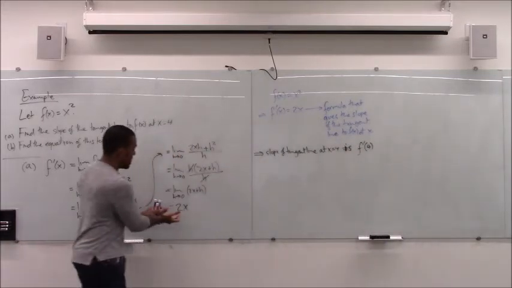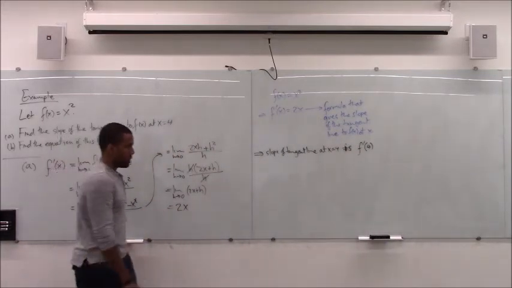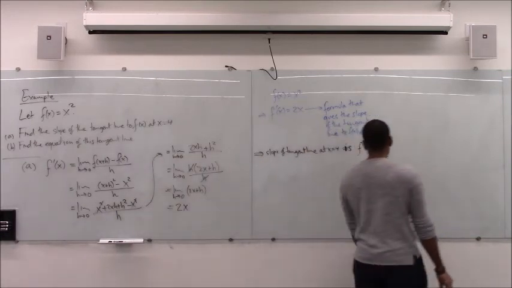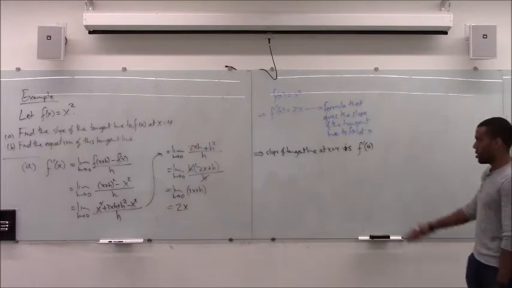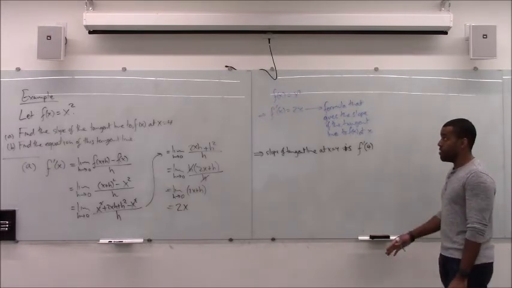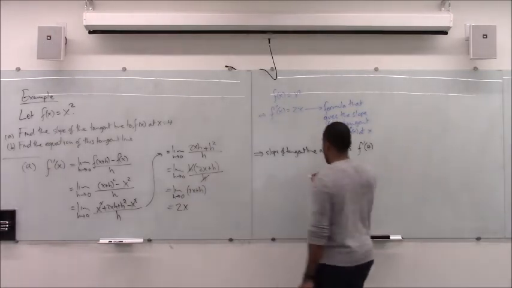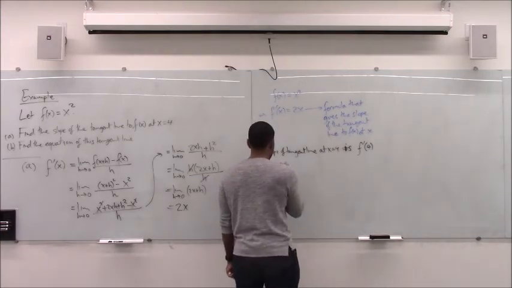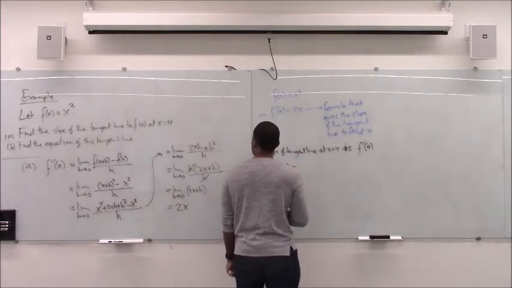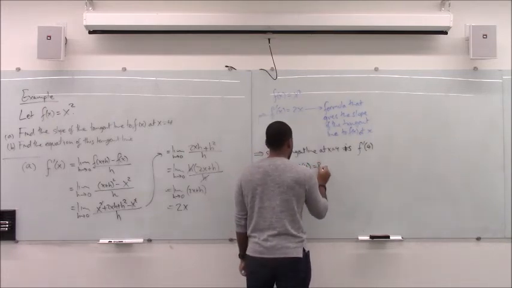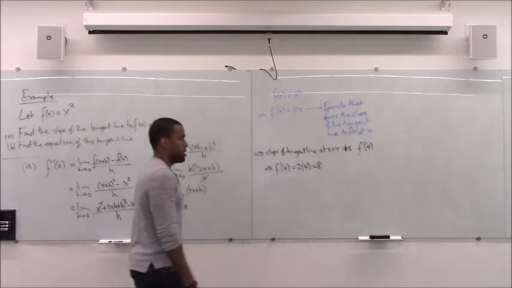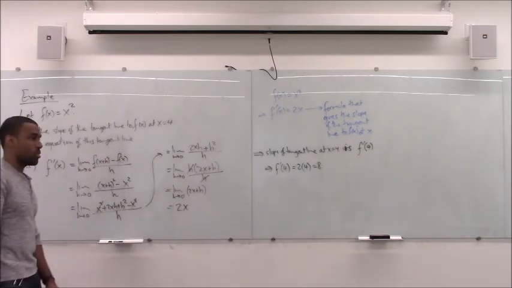So this is something that gives you the slope in general, and we'll talk about that more as time goes on. But in this case, I want to know what is the slope at 4 specifically. So in other words, I need to find f prime evaluated at 4. And this tells me that f prime at 4 equals 2 times 4. It's going to be 8. 8 is the slope of the tangent line at 4.